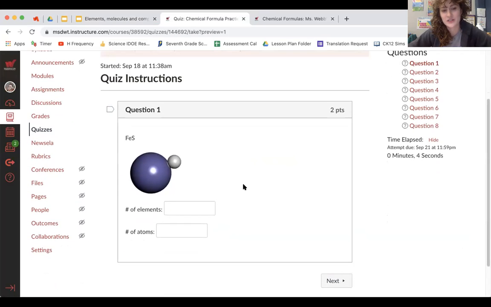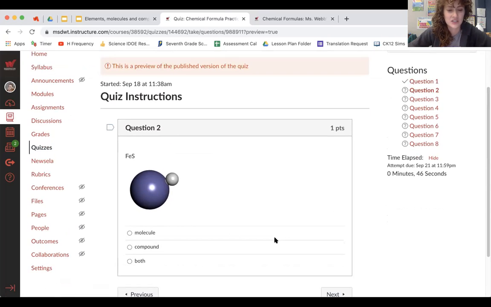So for each of these questions, I gave you the chemical formula, but also I gave you a picture to help you. So this is FeS. Notice the e is lowercase. So number of elements. So looking at the formula, you can count the capital letters. So F is 1 and S is another, so that's 2. And looking at the model, you can count the different colors you see. So we have purple and white. So that is 2 elements. What about the number of atoms? Well, for this, we count the subscripts, but there are no subscripts. So each of these elements has 1 atom, and we can see that clearly in the model, 1 and 1. So there's 2 atoms in this.